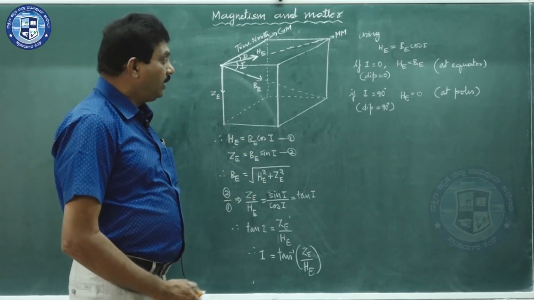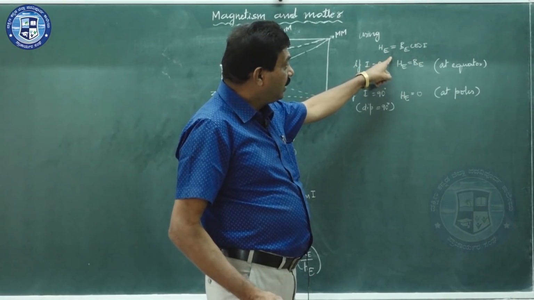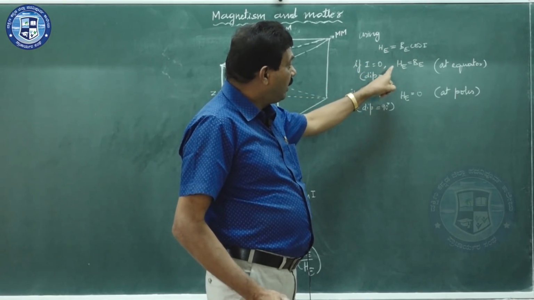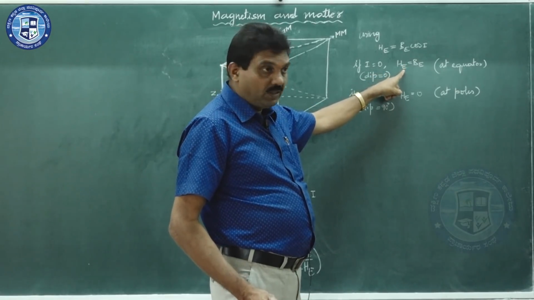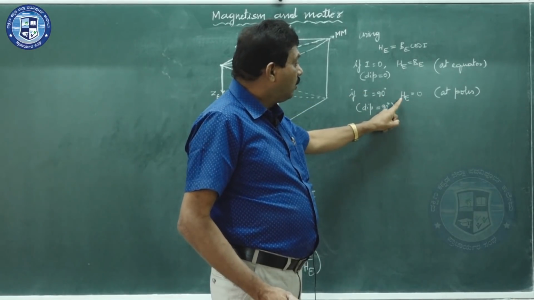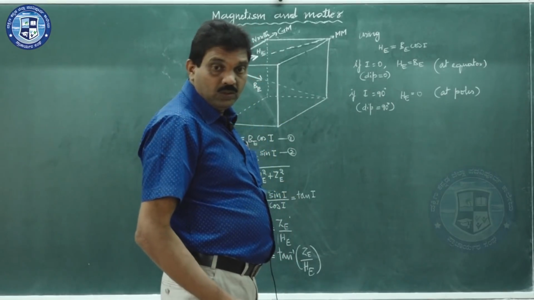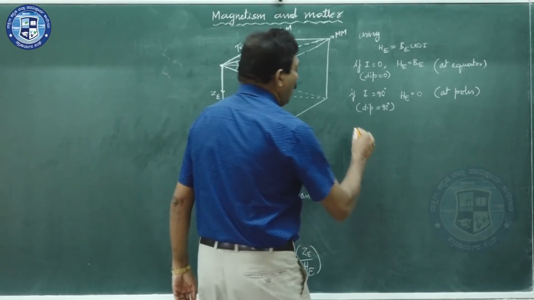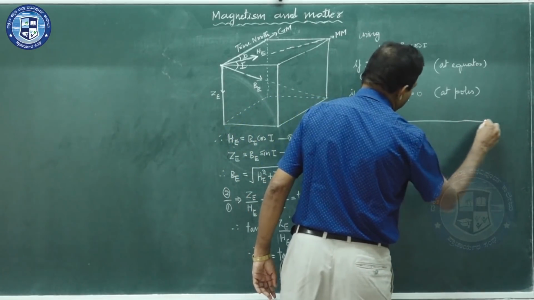What about HE? At the equator, HE, that is the horizontal component of Earth's magnetic field, is maximum, and at the poles the horizontal component of the Earth's magnetic field is 0. So, we can have a small table here. To study this, we will make use of a small table.